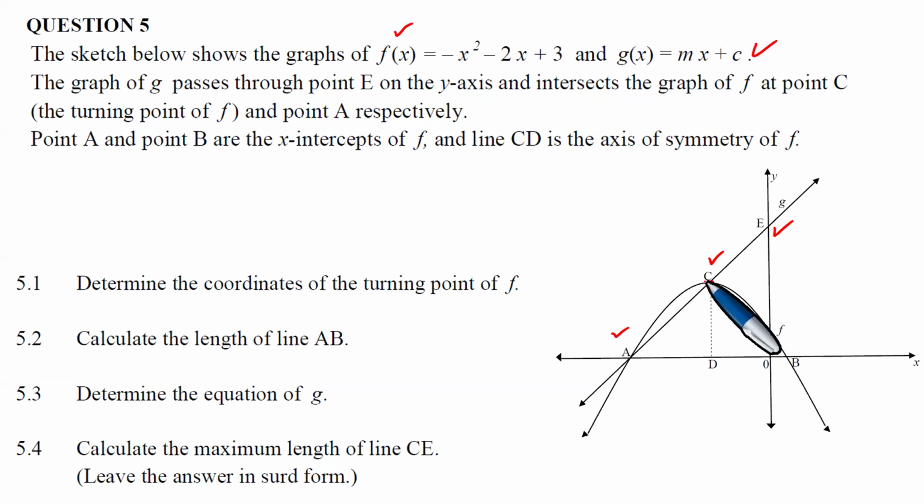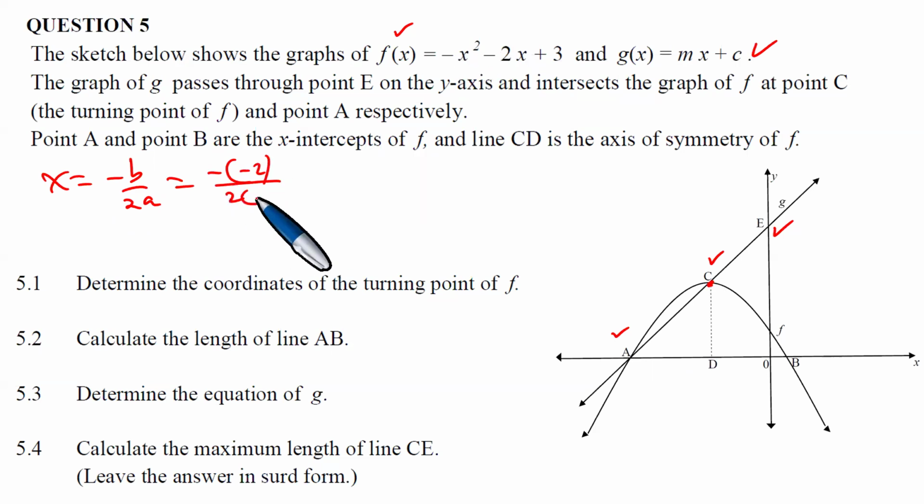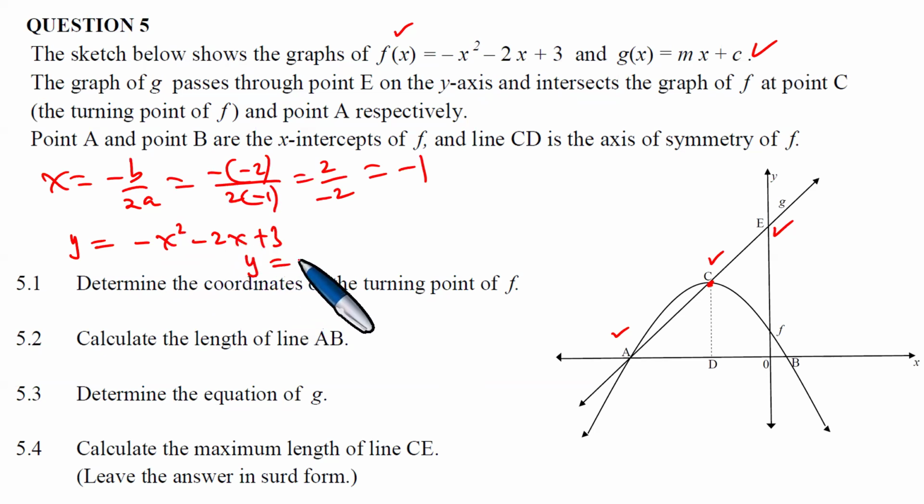So obviously here you want to find the turning point, and the turning point is obtained by using the formula x equals minus b over twice a. The b here is minus 2, so minus minus 2 over twice a. A is minus 1, which is 2 over minus 2, which is minus 1. So in the end, y equals minus x squared minus 2x plus 3, which means y is minus minus 1 squared minus 2 into minus 1 plus 3.